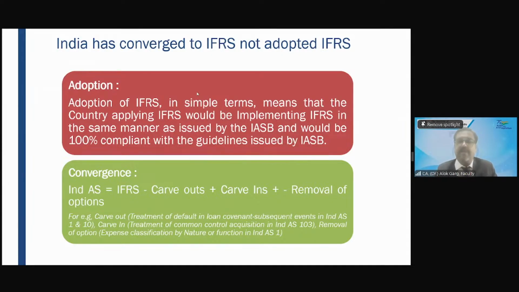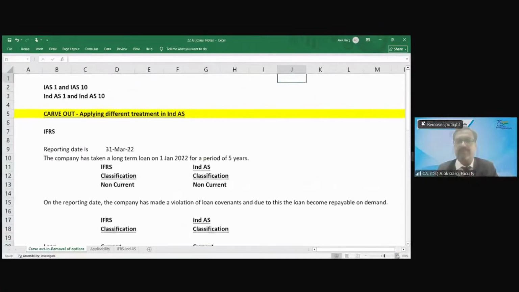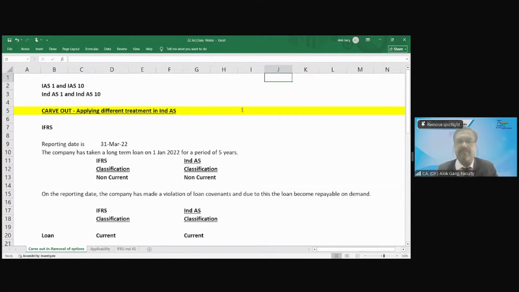Let me share that. Please confirm if my Excel file is visible. Whether my Excel file is visible to all of you? Is it visible to all of you? Yes. Okay. Very good.